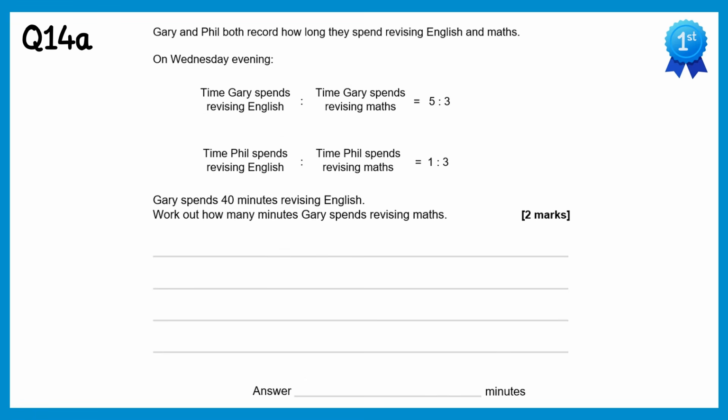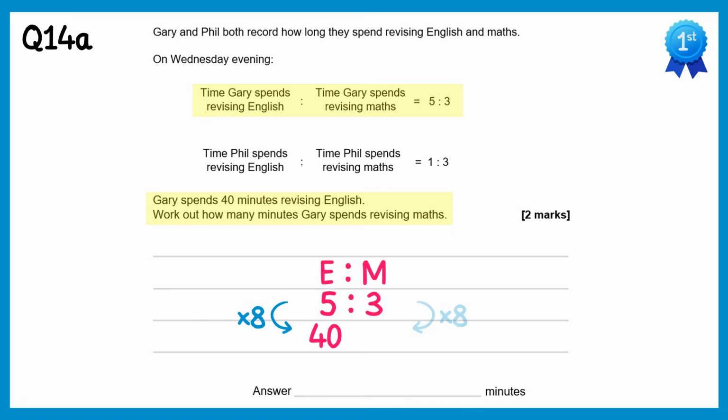For this question, we're given the ratio of time that Gary spends revising English and Maths, and that's 5:3. So we could write down the ratio of English to Maths as 5:3. In the question, we're told that he spends 40 minutes revising for English, and we need to work out how long he revises for Maths for. So we can write the 40 minutes underneath the English, and then we need to work out how we get from 5 to 40. Well, that's multiplied by 8, so we'll multiply the 3 by 8 as well, which gives you 24. So the answer to the question is 24 minutes.